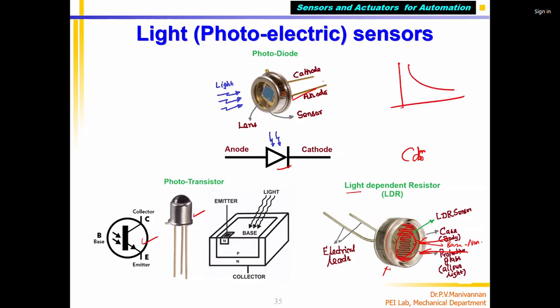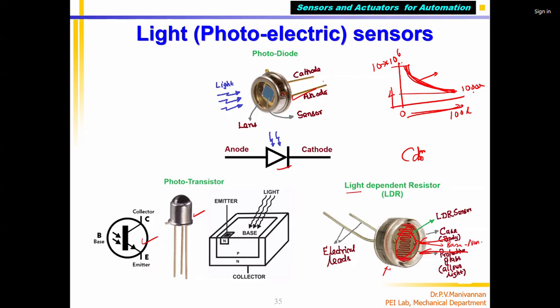When light is 0, this is light intensity, 0 to 100 lumens on the x-axis. The y-axis is resistance. I can say that this will be maximum, which may be 10 megohm, 10 to the power 6 ohms. As light increases, you can see the resistance is decreasing. For 100 lumens, the resistance may come around 1000 ohms. So you can see the decrease. This is the change in resistance depending on light intensity.